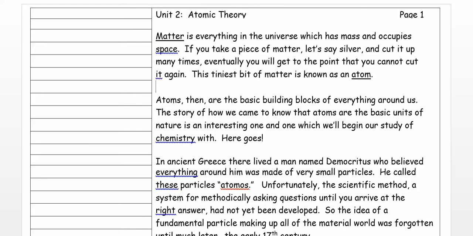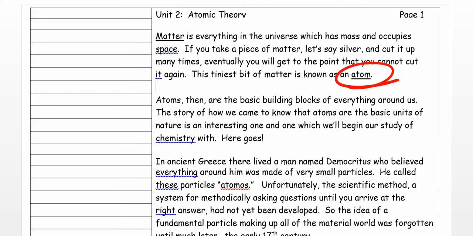All right, so the atom is the basic building block of all matter. Atoms then are the basic building blocks of everything around us. The story of how we came to know that the atom is the basic unit of nature is interesting, and one that we're going to begin our study of chemistry with.